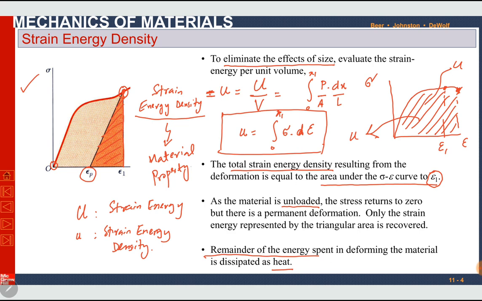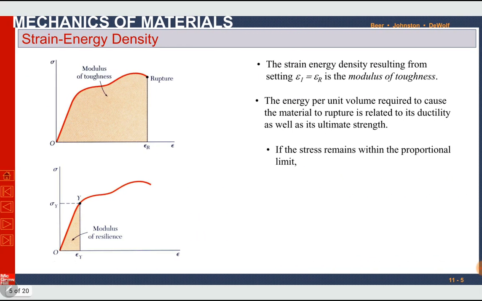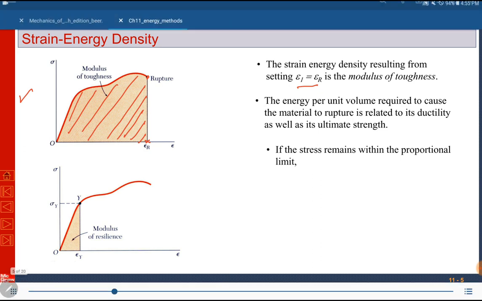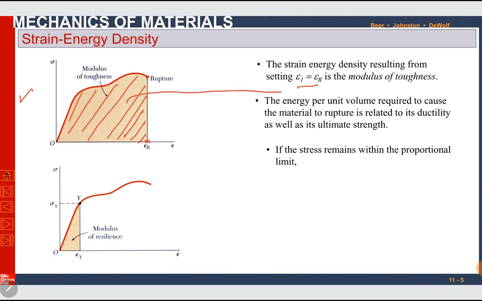Okay. Let us move further. We will continue the topic of strain energy density. Okay. If we have a stress strain diagram for a ductile material like this one, and here is a rupture point, the end point of the stress strain curve, there is a strain equal to epsilon r, which is rupture strain. If we consider the area under this diagram until the rupture point, we have fixed this epsilon 1 equal to epsilon r in this case. This whole area under the curve is called modulus of toughness.